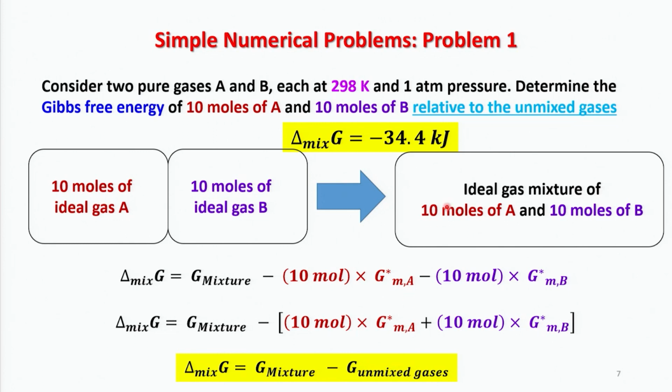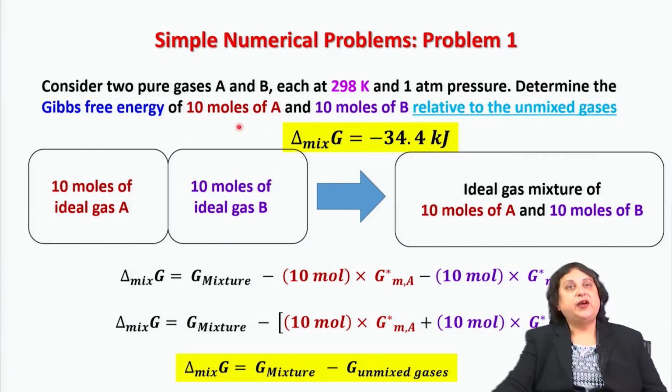Therefore, if you look at the statement of the problem, you were required to find the Gibbs free energy of the mixture relative to the unmixed gases, and that is exactly what you have on the right hand side. So, essentially you are supposed to give the value of the free energy of mixing. This is one very nice simple trick that you might encounter if you are writing an exam.